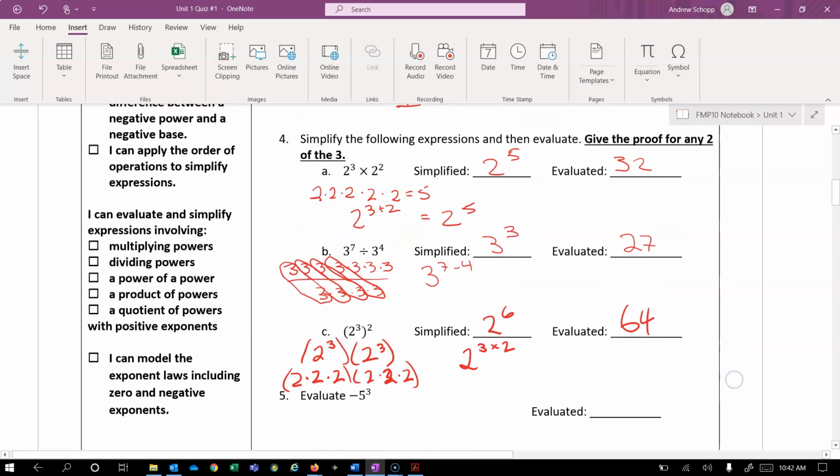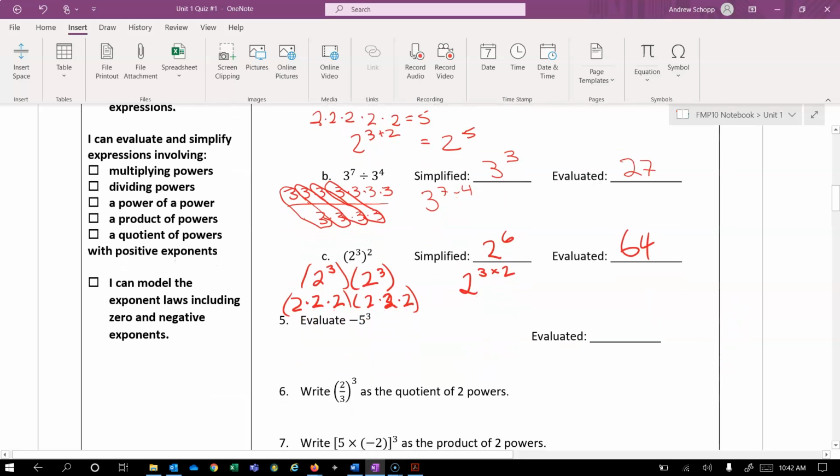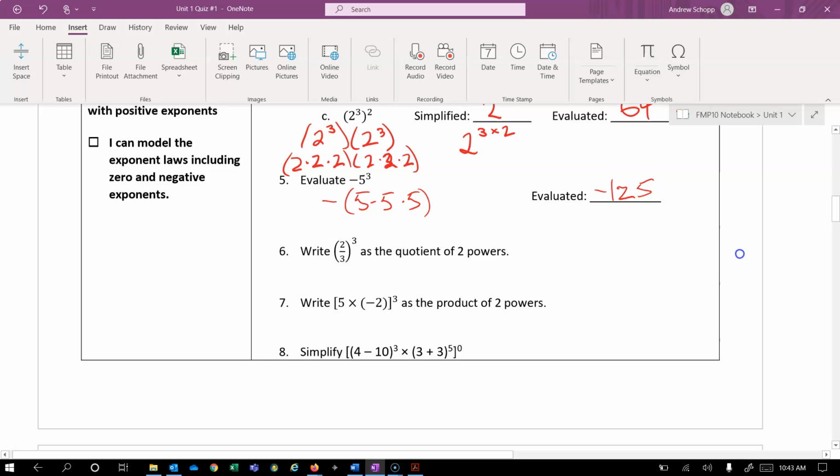So those are some of the basic pieces that we really need to have a good understanding of before we move on. Number 5 was another question to check on your understanding of the negatives here. We have the negative of 5 to the power of 3, which is 5 times 5 times 5. And when we evaluate that, 5 times 5 is 25. 25 times 5 is 125. So we should end up with negative 125.